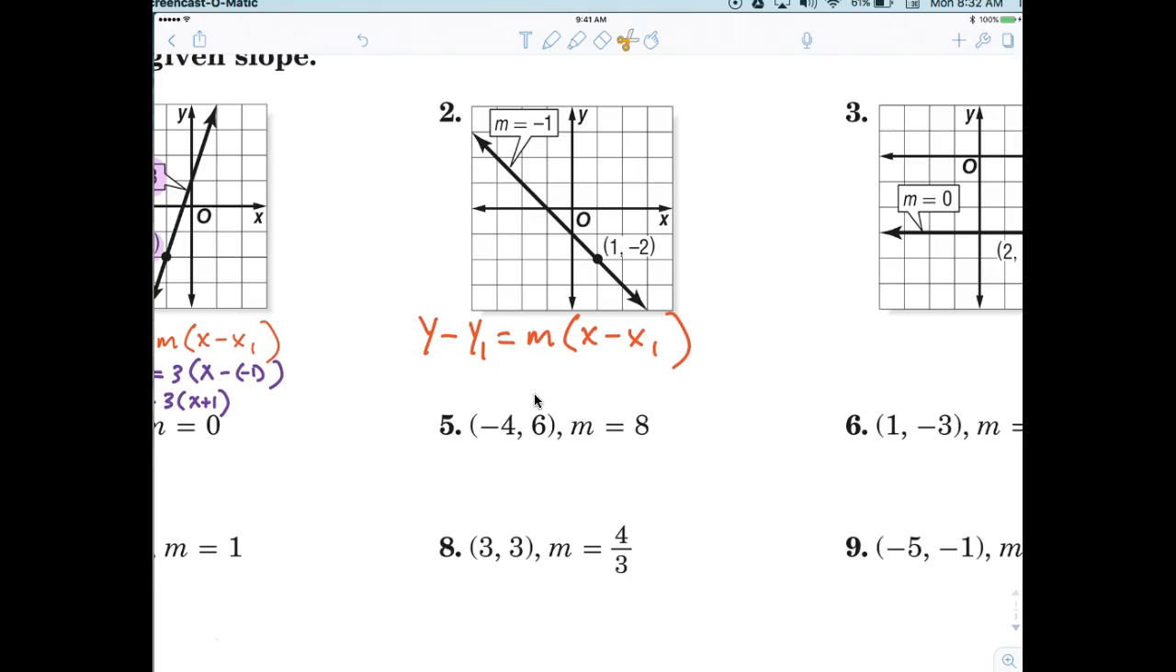So you want to give me the answer to number 2? Go for it. It would be y minus 2, y minus a negative, negative 2. That's actually what I want you to do from now on. I don't like the double negatives. That's just wasting time. So y plus 2 equals negative 1, x minus 1. Good.